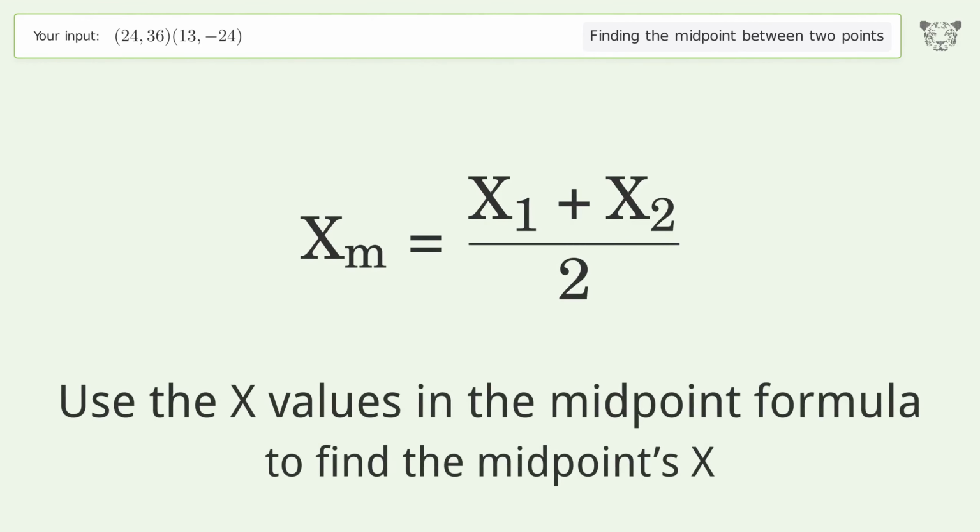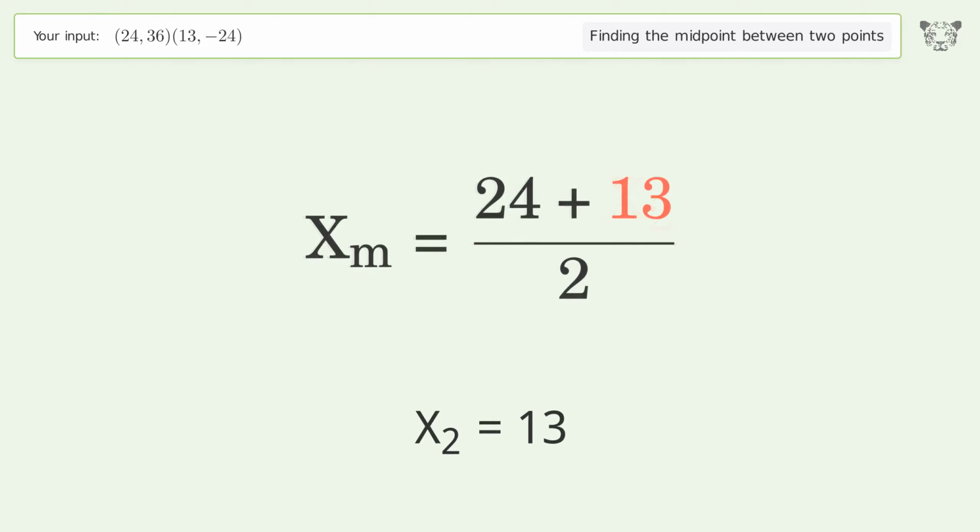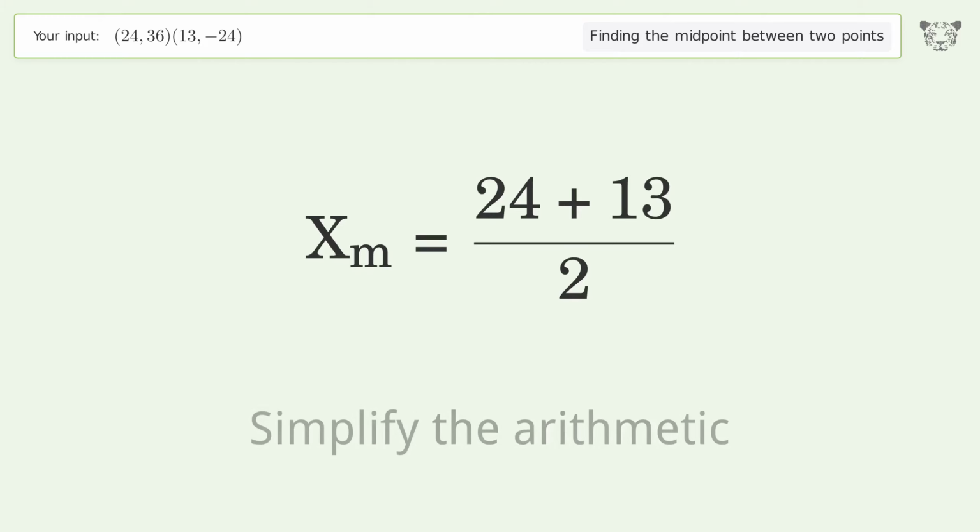Use the x values in the midpoint formula to find the midpoint's x. x1 equals 24. x2 equals 13. Simplify the arithmetic.